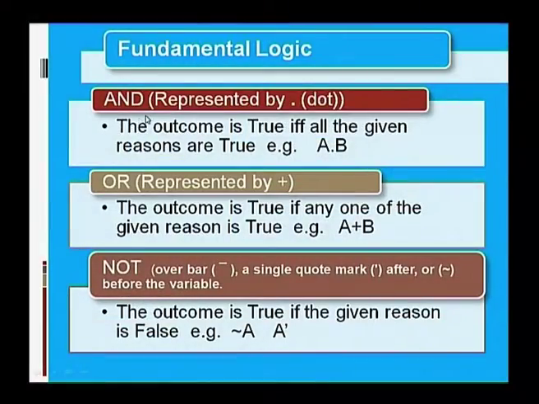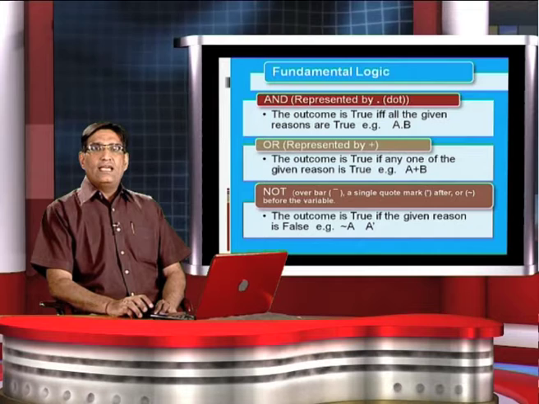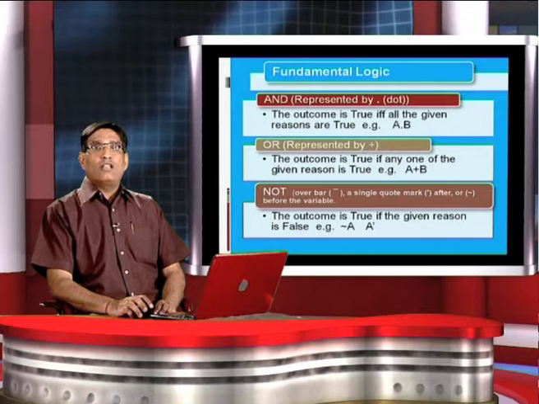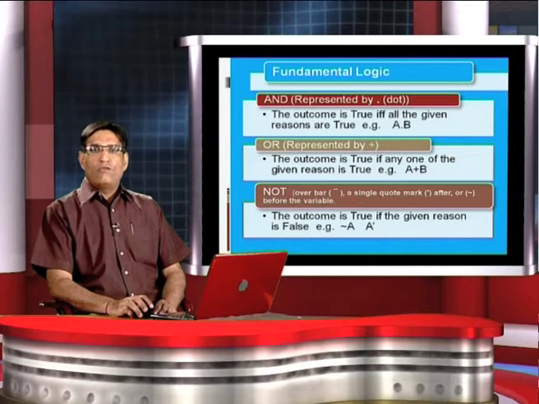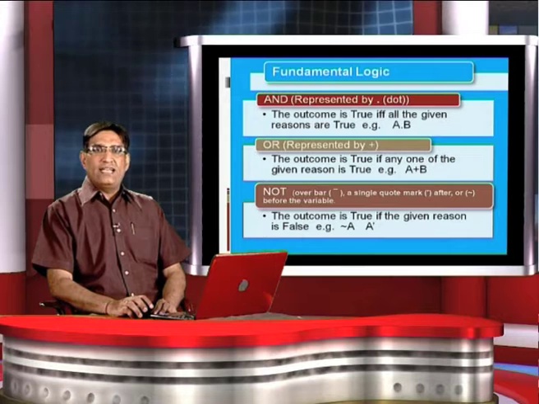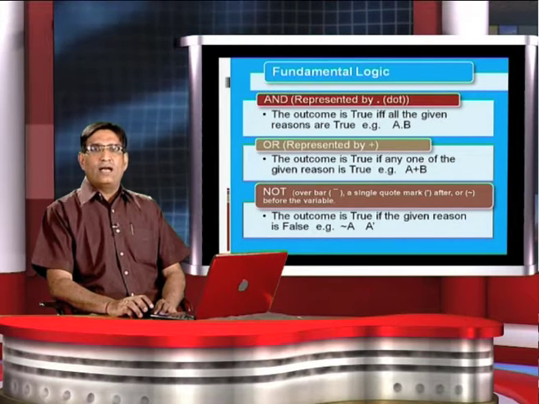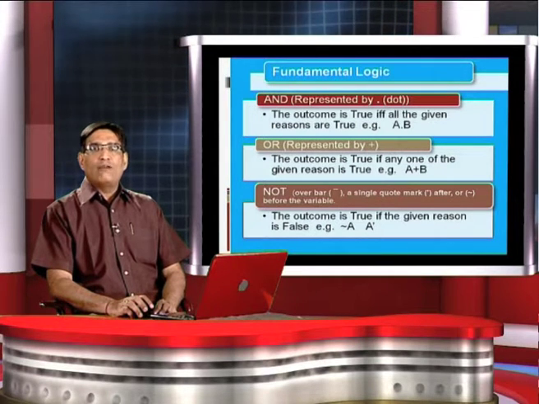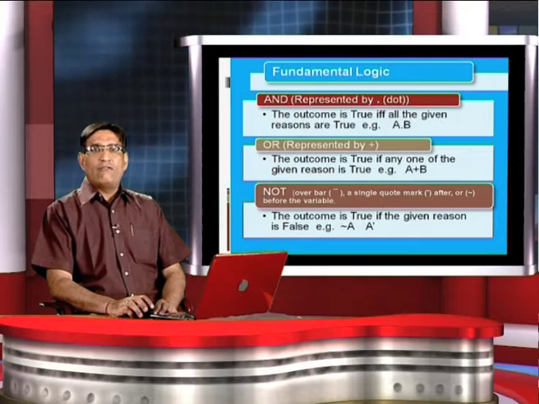We say that AND is represented by a dot notation in computers, and it states that the outcome is true if and only if all the given reasons are true. That means if I define a statement in which I have an outcome, then the outcome will be true if all the given inputs are true. For example, if I say if it rains and I am having an umbrella, then I will go for a walk. That means to go for a walk we have to have rain and we have to have an umbrella.